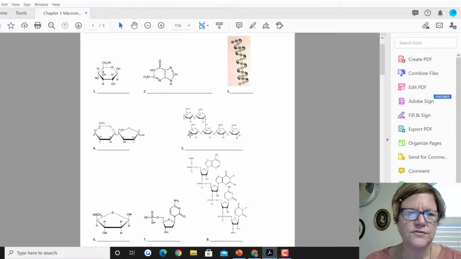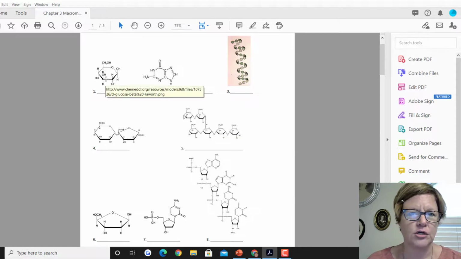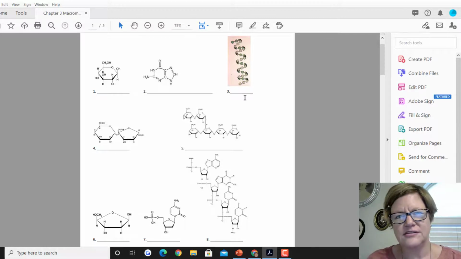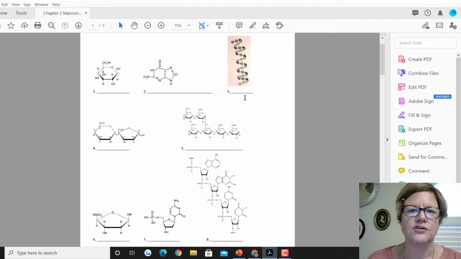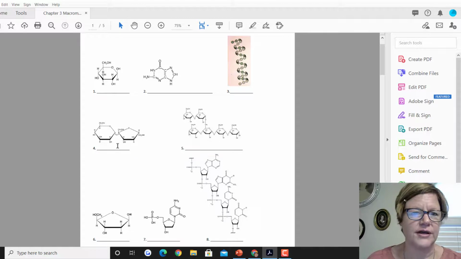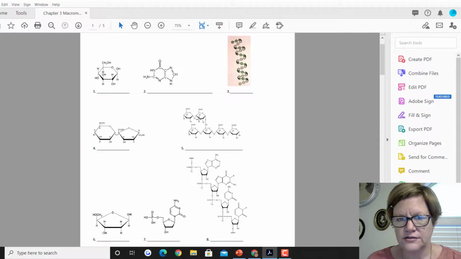So, first look for the simple sugars and the polymers of the sugars. Number 1 is just plain old glucose, monomer. Number 3 is a polymer of glucose, and since it's spiraling, we're going to go with starch. Number 4 is 2 sugars joined together. That's a disaccharide. Number 5 is several sugars joined together. You could say polysaccharide. You could say starch.